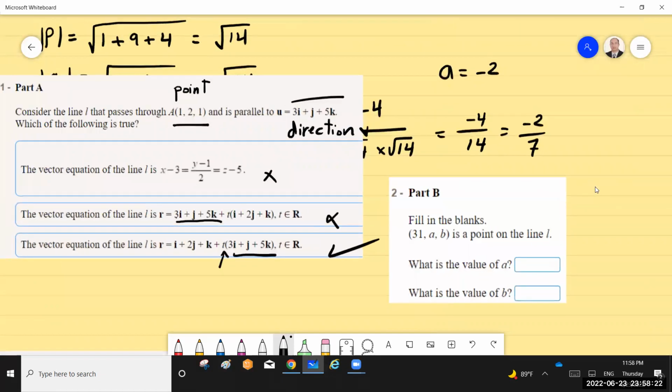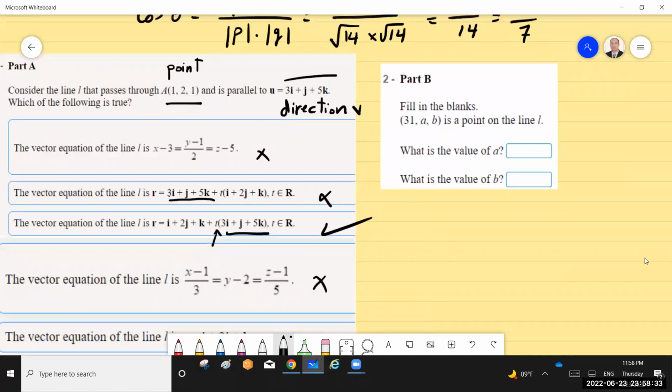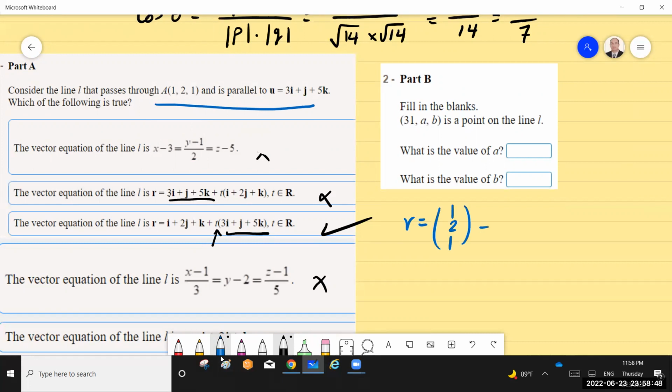Okay, part B in this question, fill in the blanks. 31, a and b is a point on this line. It's easy to calculate. If you take this point, the vector equation here is r equals 1, 2, 1 plus a parameter t into the direction vector 3, 1, and 5. Now he wants the point 31, a, b to lie on this line.